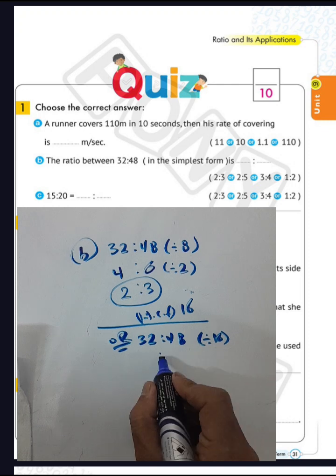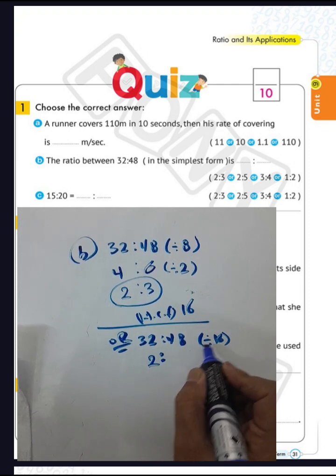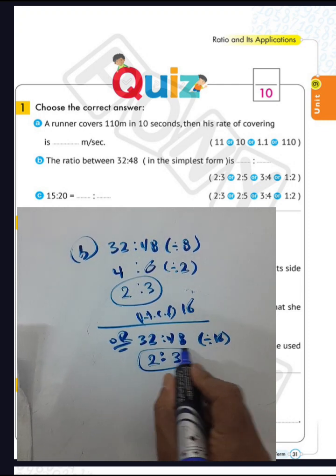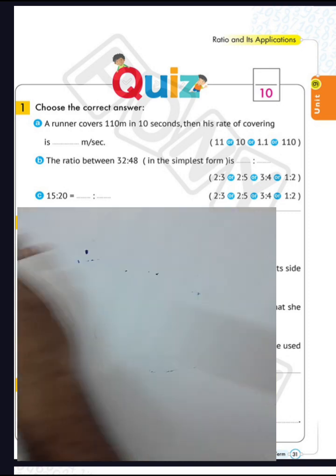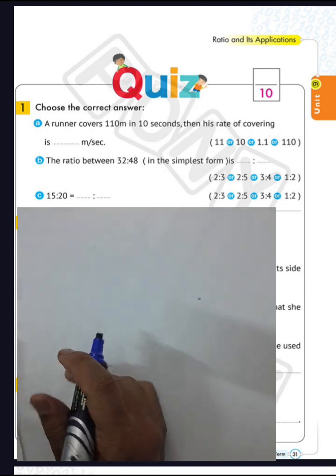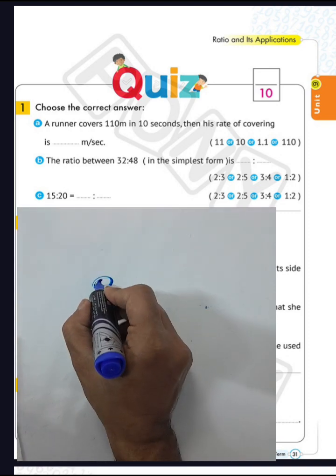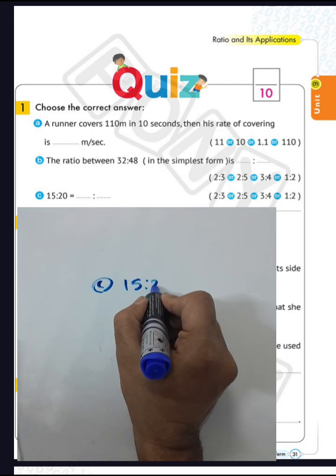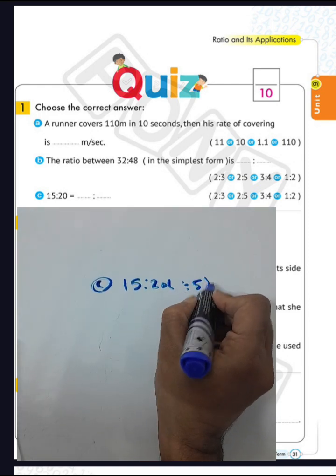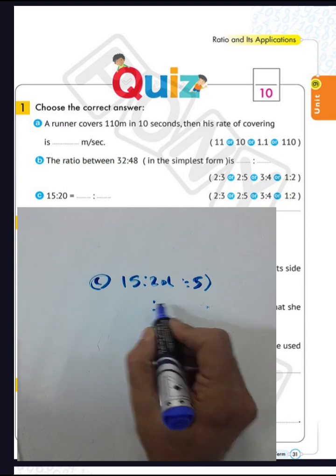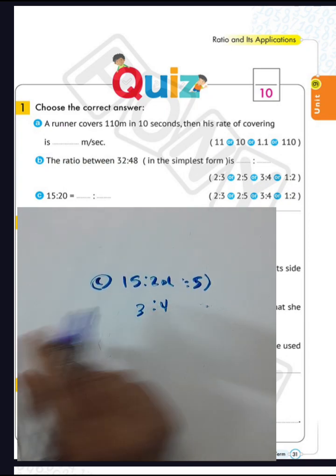32 divided by 16, it will be 2, and 48 divided by 16 equals 3. Okay, the ratio here will be 2 to 3. Question letter C, the ratio between 15 and 20, we can divide the two numbers by 5. 15 divided by 5 equals 3, 20 divided by 5 equals 4.